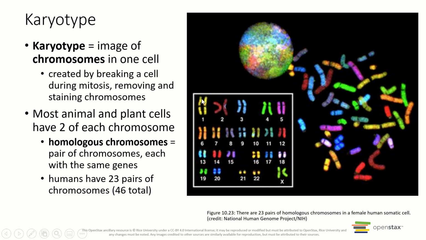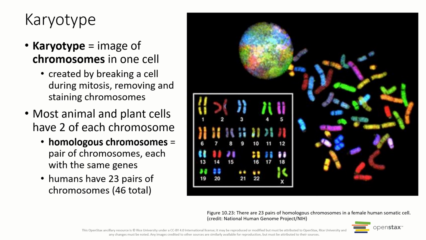Cool. So we're going to do homologous chromosomes. These are both number 1. These are both chromosome number 2. They are homologous. Homo means same. So these are the same chromosome carrying the same gene. Like I said, humans have 23 pairs. So we have a total of 46 chromosomes in our somatic cells, meaning not the sperm or the egg, just the regular cells in your body.